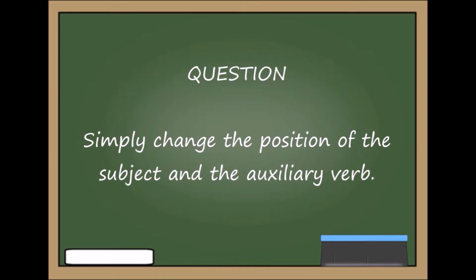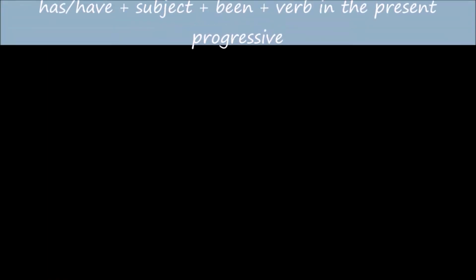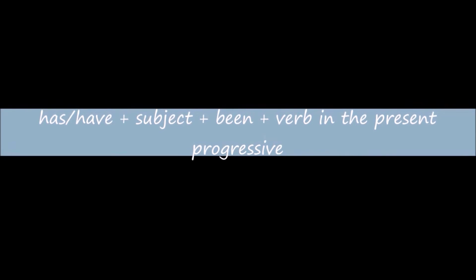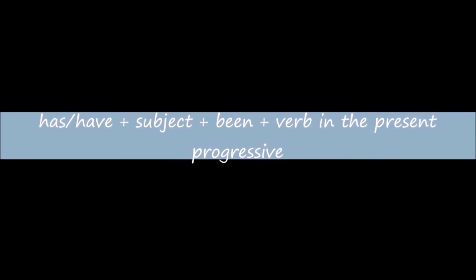For the question, you simply can change the position of the subject and the auxiliary verb. The pattern in making a present perfect progressive statement in question form is has or have plus subject plus been plus the verb in present progressive.